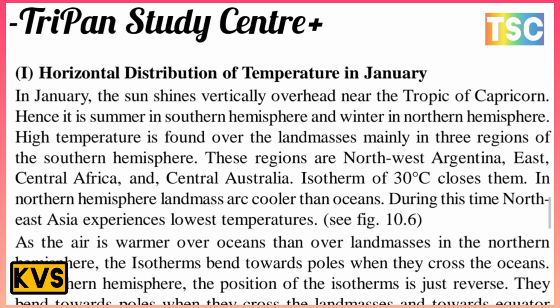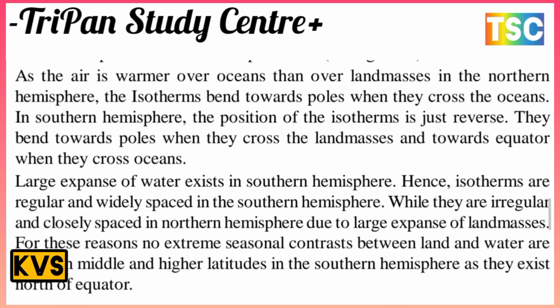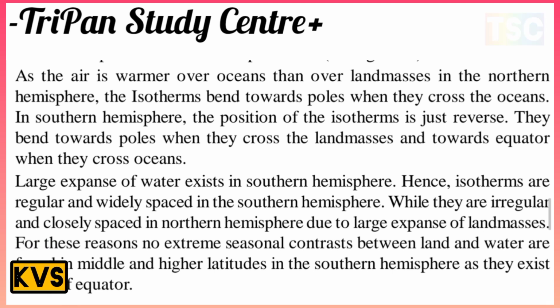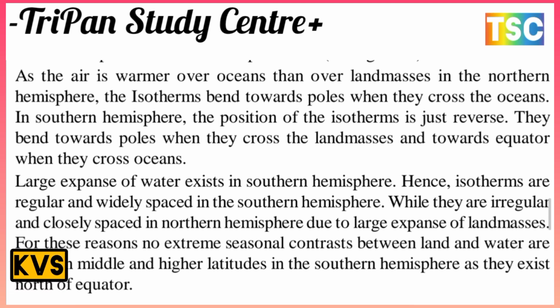In the northern hemisphere, the land masses are colder than the ocean. During this time, northeast Asia experiences the lowest temperature, as the air is warmer over the ocean than over the landmass. In the northern hemisphere, the isotherms bend toward the pole when they cross the oceans. In the southern hemisphere, the position of the isotherms is just reverse: they bend toward the pole when they cross the land masses and toward the equator when they cross oceans.